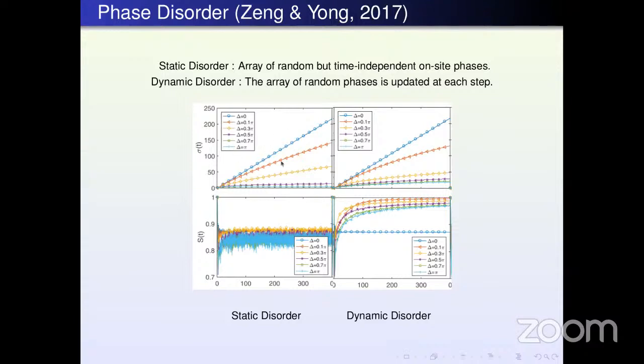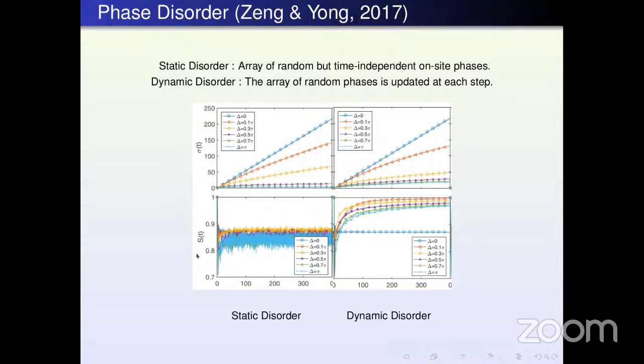The figure on the left hand side shows the variation of sigma in case of static disorder. We can see that for some particular values of delta, the phase parameter, there is localization. That is, the value of sigma does not grow with time. So static phase disorder generates localization, whereas on the right hand side, this figure does not show any localization effect. Although in both cases, the value of sigma decreases with increasing value of delta.